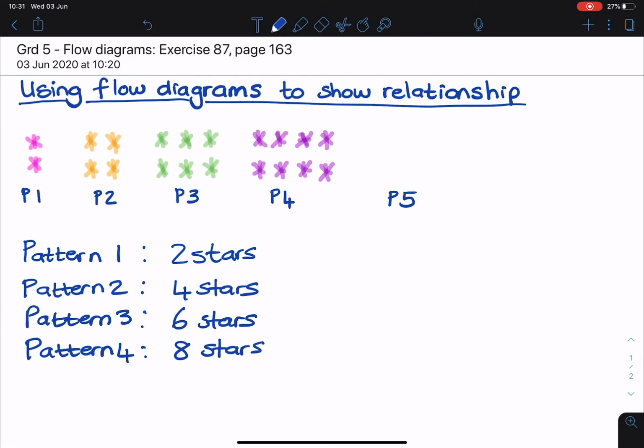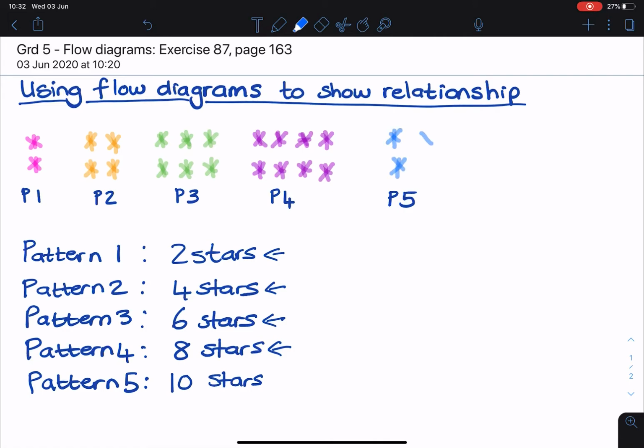Without even drawing pattern 5, I'm pretty sure you can figure out how many stars will be in pattern 5. Let's look at the pattern here. We've got 2, 4, 6, 8, yes, 10 stars. If we were to draw it, it would look like this. 2, 4, 6, 8, 10.